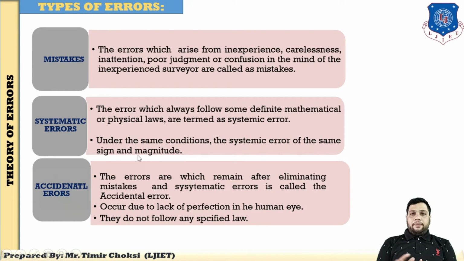Now first, gross error. The error which arises from inexperience, carelessness, inattention, poor judgment, or confusion in the mind of an inexperienced surveyor is called a mistake. So while taking the reading on a field, an inexperienced surveyor or observer is there, and for this reason the error arises. This type of error is called a mistake or gross error. Second is systematic error. The error which always follows some defined mathematical or physical law is termed a systematic error.